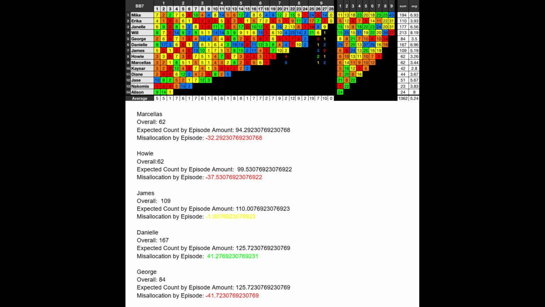James has an overall diary room count of 109. His expected count by episode amount is 110, causing him to only have a negative 1 misallocation, meaning that his distribution for diary rooms is borderline close to perfect. Danielle has an overall 167 diary room count, with her expected count by episode amount being 125.72, meaning her misallocation by episode amount is 41, so she still got over edited when it comes to the diary rooms, but she's funny and charismatic as heck, so it makes sense.